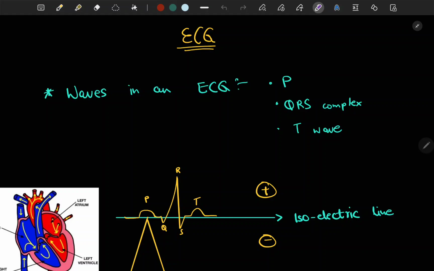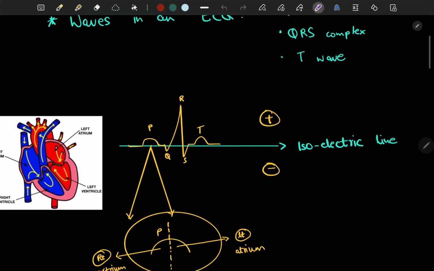So today we are going to just discuss the P, QRS, and T waves. I'm going to make it simple. So let's start. We have got the ECG waves here: the P wave, the QRS complex, and the T wave. Okay, so we'll go with the first wave.